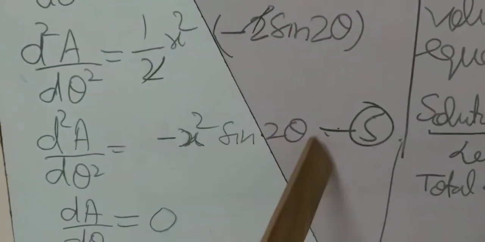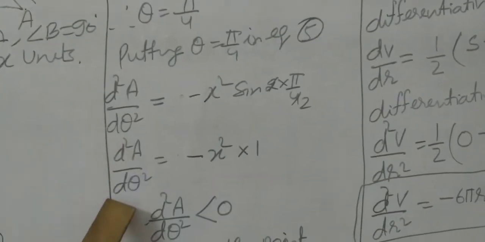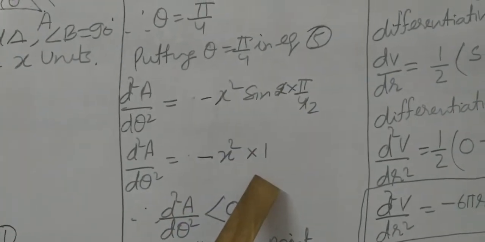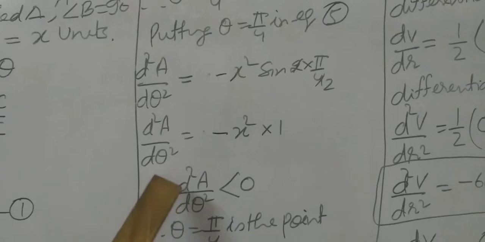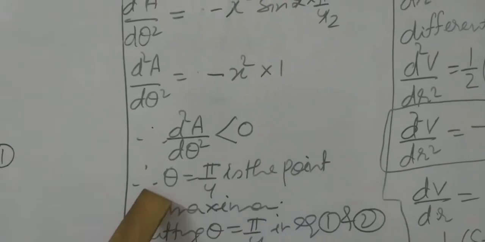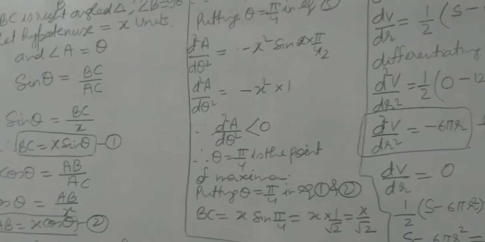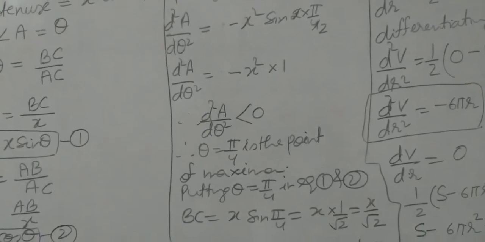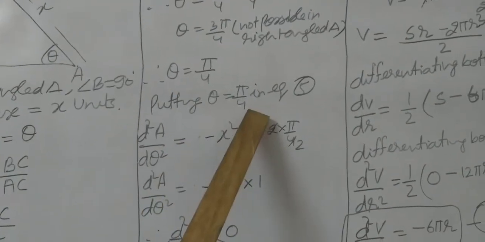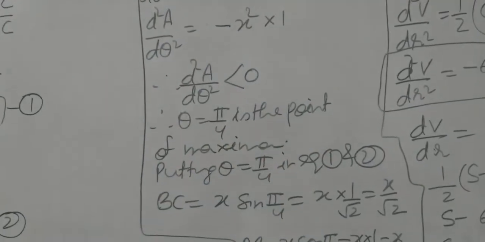At the place of theta we can write pi by 4. So 2 into 2 is 4. So d square a upon d theta square equals minus x square sin pi by 2, value is 1. So it is negative, student. So we can mention here d square a upon d theta square less than 0. Therefore theta equals pi by 4 is the point of maxima. When the value of the second order derivative is negative, means less than 0, then the point is called the point of maxima. That's why theta equals pi by 4 is the point of maxima.